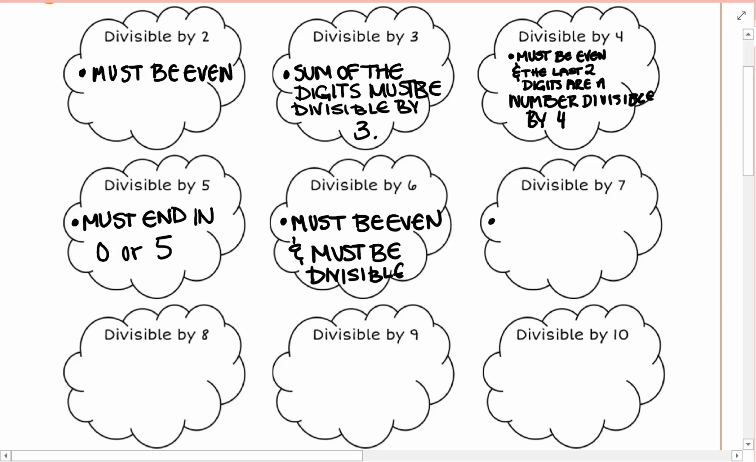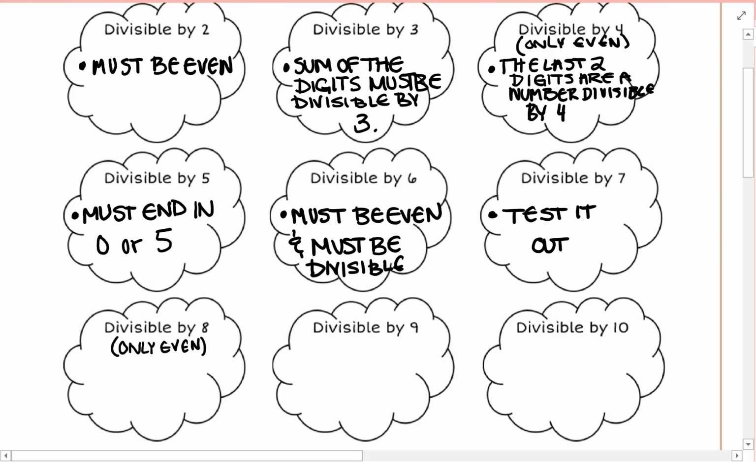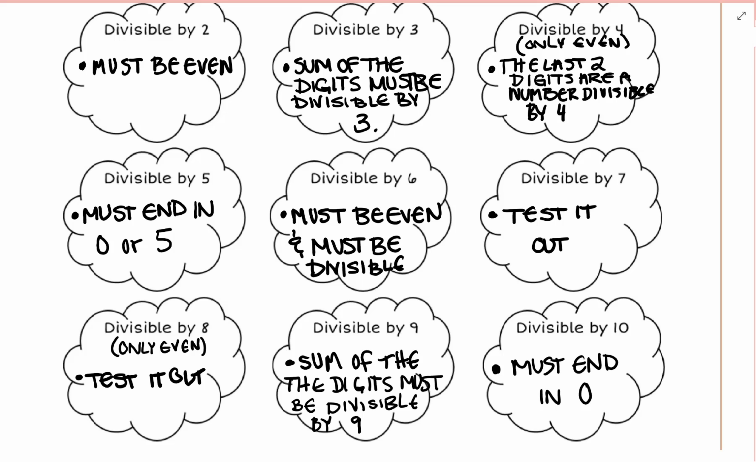Divisible by 7, for this one, you're just going to have to test it out. There happens to be a rule, but it's way more confusing than testing it. Divisible by 8. Well, it's definitely going to have to be an even number, but not all even numbers will be divisible by 8. So for this one, you'll also need to test it out. Divisible by 9. This one is very similar to 3, except the sum of the digits must be divisible by 9. And to be divisible by 10, your number must end in 0.